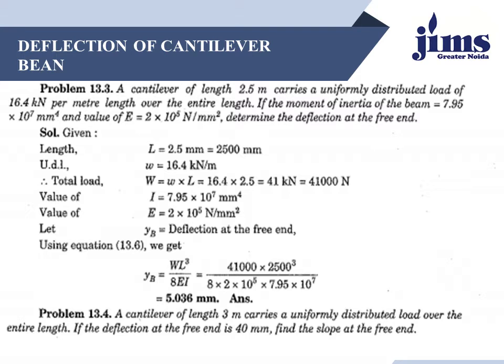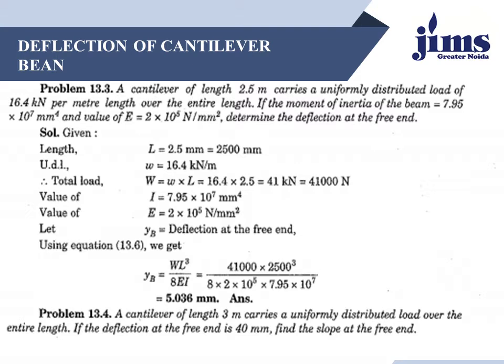So YB is equal to W, that is 41,000, multiplied by 2500 the whole cube, divided by 8 multiplied by EI, where E is equal to 2 into 10 to the power 5, and I is equal to 7.95 multiplied by 10 to the power 7. So finally we get the result: YB, the deflection at the free end, is equal to 5.036 millimeter. So it is the most important problem, a cantilever beam.